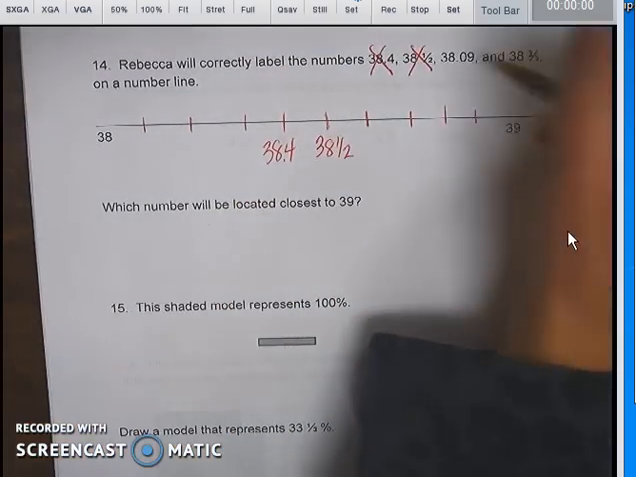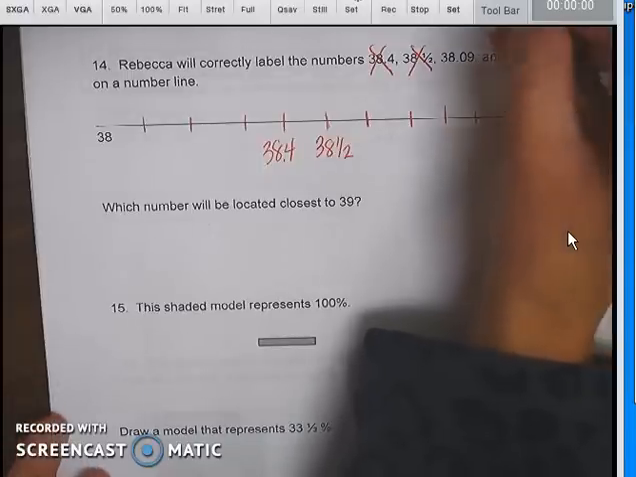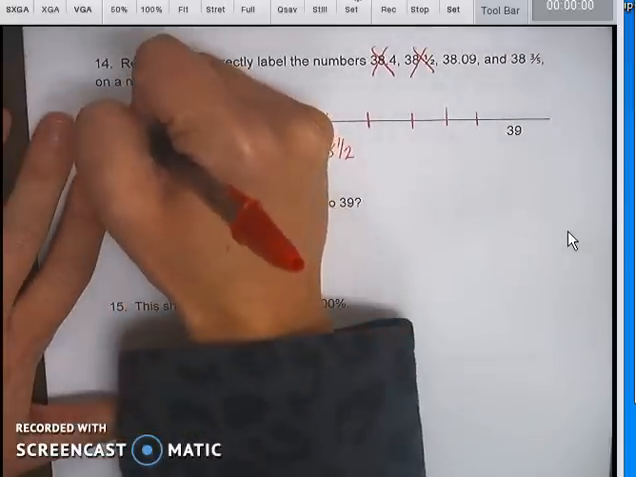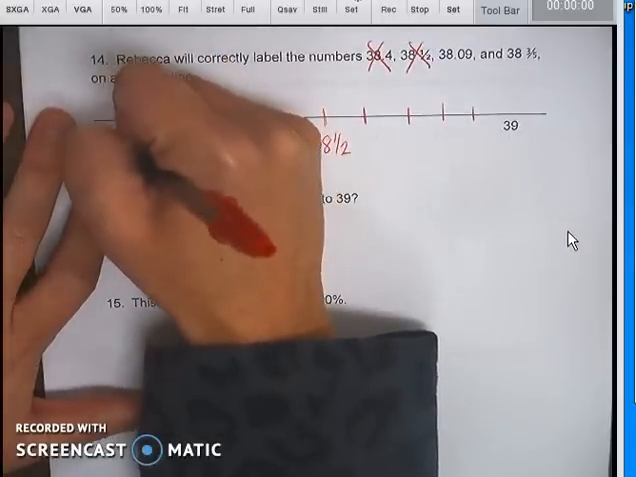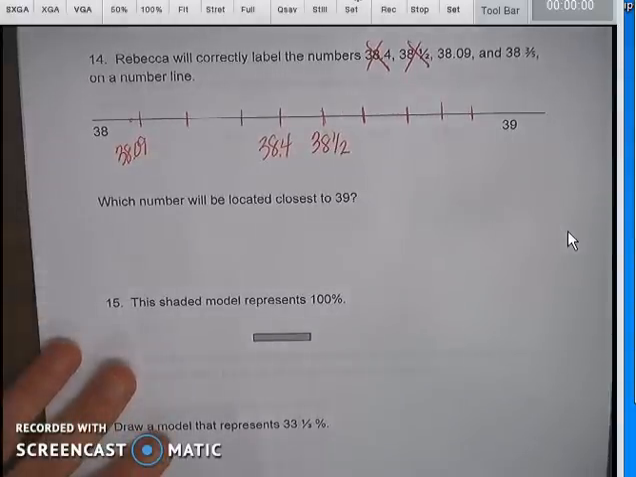Okay. Then I have 38 and 9/100. 38 and 9/100 doesn't even get me to a 10. So it's going to be way over here. It's not even going to be on one of our little marks. It's about right here. Okay.